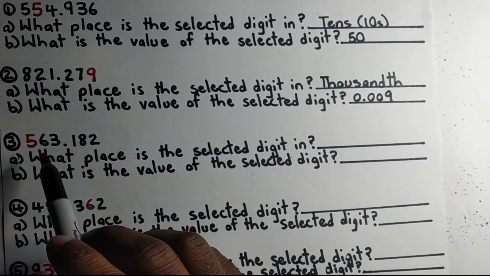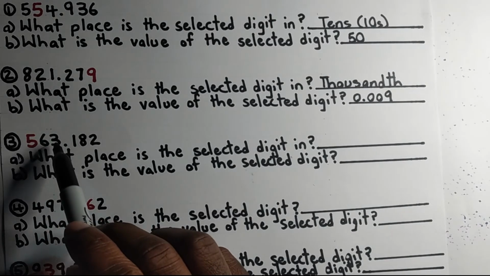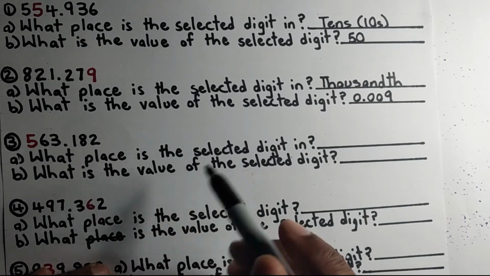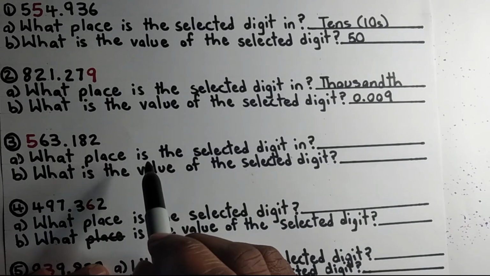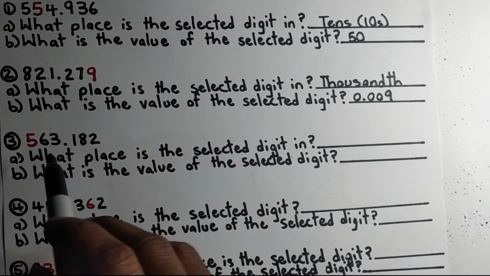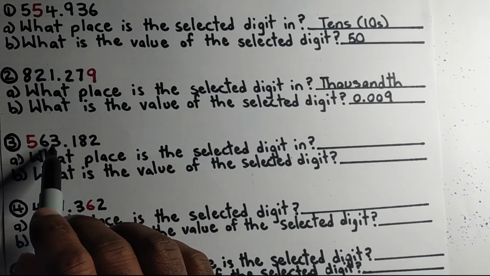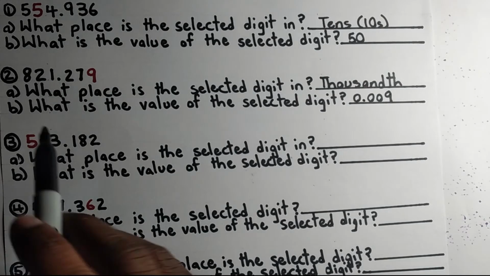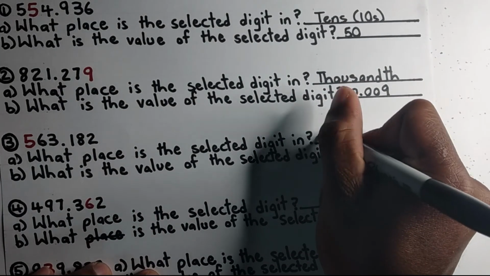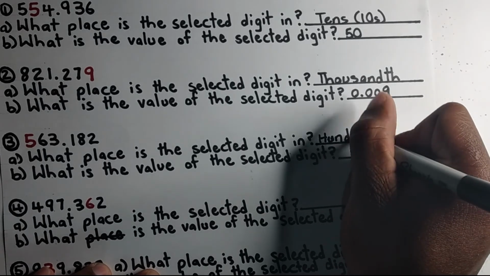Here we have question 3 now. This number reads as 563.182. We want to know the place in which the selected digit is. This 5 right here, remember, we're going to the left of the decimal point. So we start off with ones, tens, then we have hundreds. So this 5 here would fall in the hundreds place.